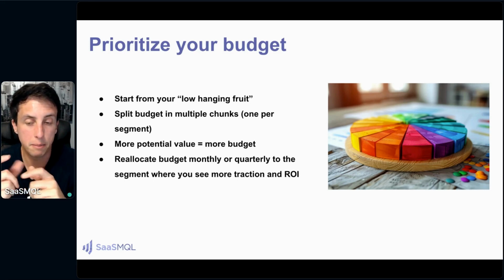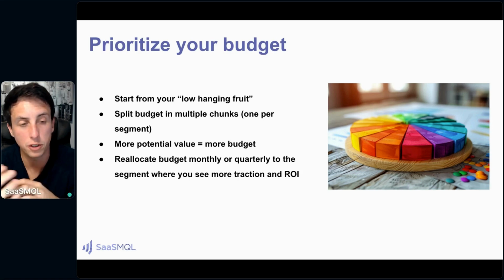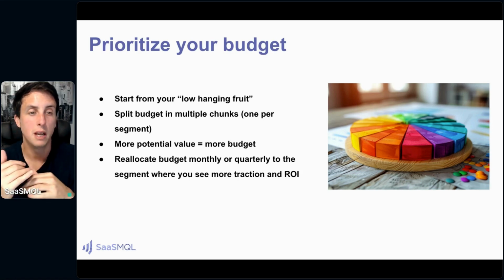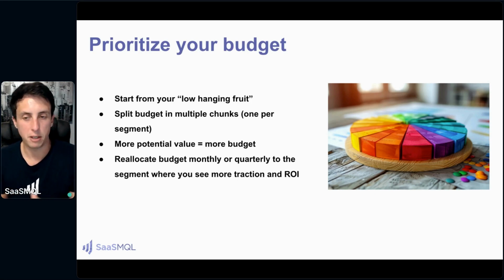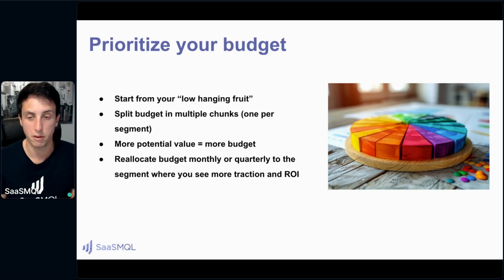The higher the potential value of your segment, the more budget you should allocate, but not necessarily do you want to start from that. Maybe your highest potential value is the cold accounts, like we discussed, but you always start from those that are higher priority. And especially when you look at funnel stages, the warmer, the higher priority and the sooner you want to target them, because they're not going to stay warm for long.